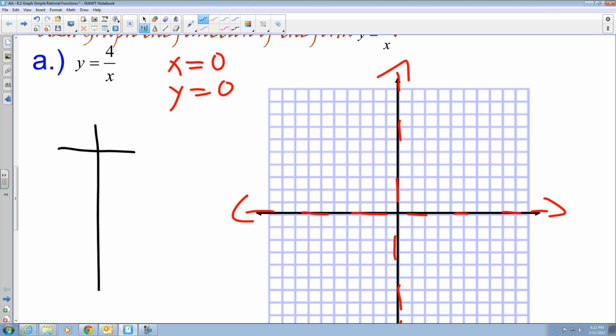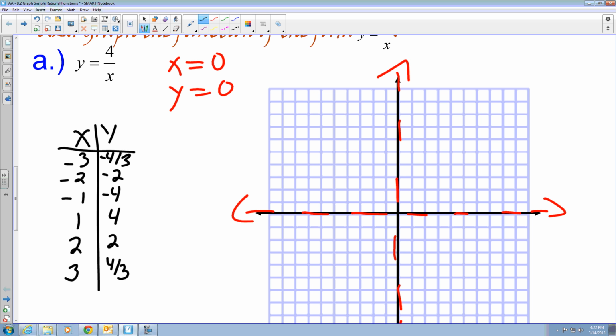The second step is to plot points to the left and to the right. They said 3, so let's do -3, -2, -1, and let's put 1, 2, and 3. Can't put 0 because that makes y undefined. So if my x is -3, my y is going to be -4/3. If my x is -2, my y is going to be -2. If my x is -1, my y is -4. If x is 1, y is 4, x is 2, y is 2, and x is 3, y is 4/3.